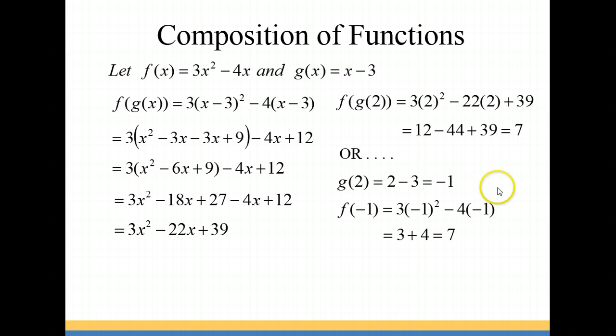Notice I got the two answers the same. It should always work out that way. So that's a good way for you to check your work.